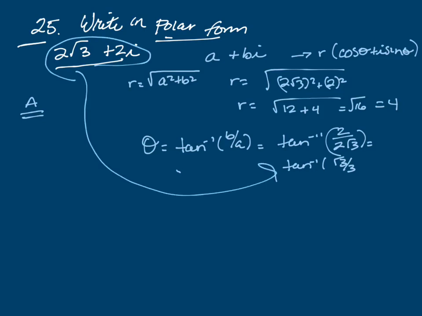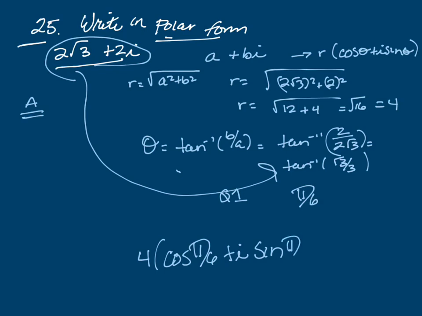Now, you have to look at the quadrant. Again, this is quadrant 1. So the inverse tangent would be, what is the angle at square root of 3 over 3? It would be pi over 6. So in polar form, it would be r, which we found out was 4, and then cosine pi over 6 plus i sine of pi over 6.